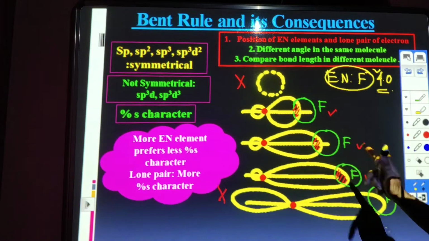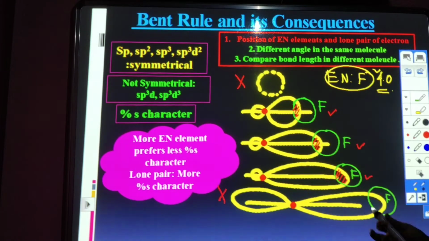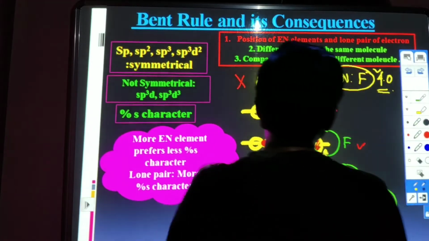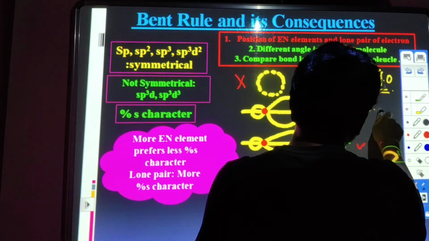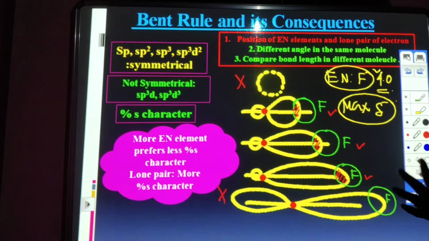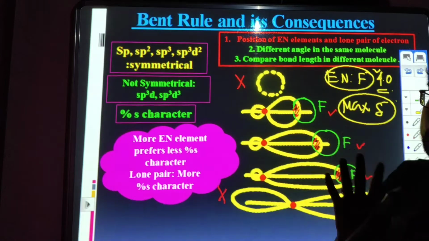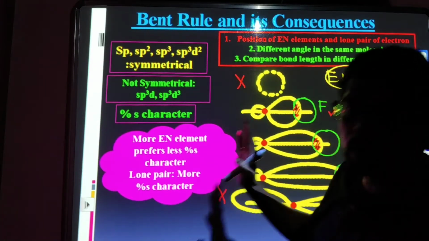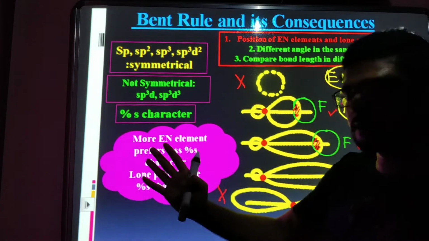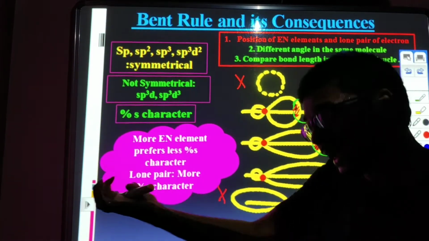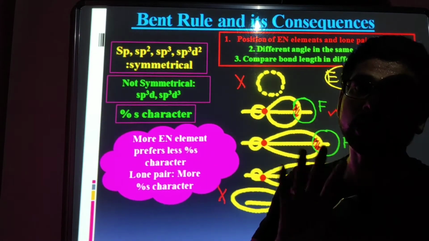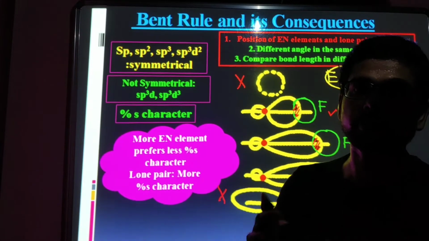Now, what does fluorine need? Fluorine will try to get the maximum delta minus in a covalent bond. Then only it will be happy, because I am the strongest electronegative element in the periodic table. I won't allow anybody to attract the shared pair of electrons. Rather, I will attract the shared pair of electrons the most. I won't allow other elements to attract the shared pair of electrons.